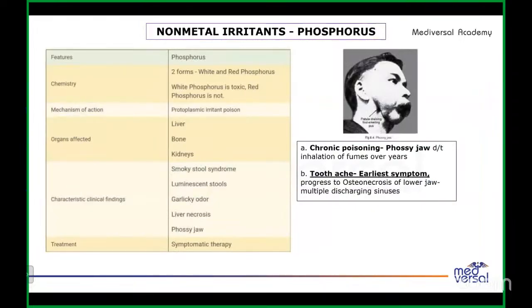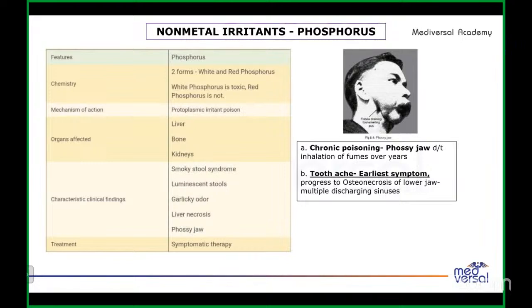Coming to non-metals now, we have finished the four important metal irritants that were asked. Now we are moving to non-metals. And when I talk of non-metals, I'll initially take up the most important one, that is phosphorus. Phosphorus exists in two forms. One is white phosphorus, the other one is red phosphorus. The red phosphorus is what you usually find in matchboxes.